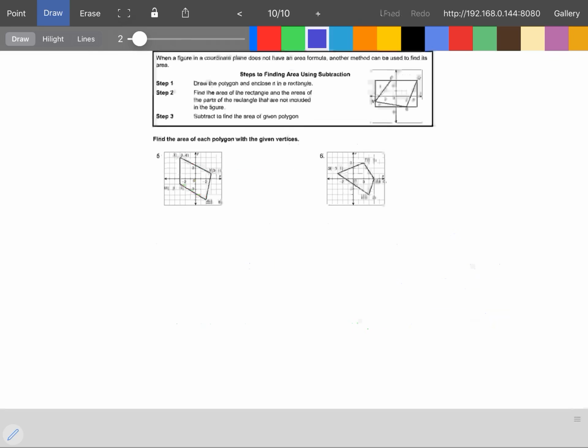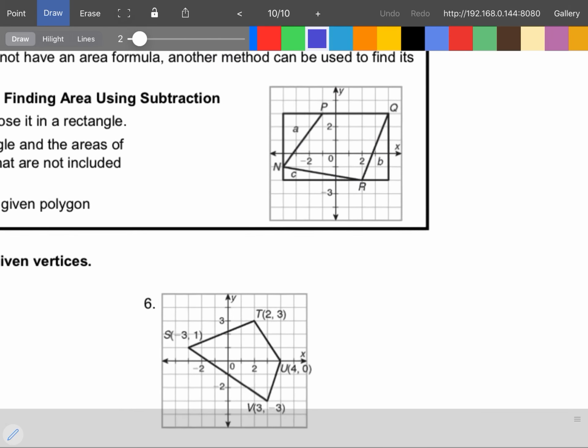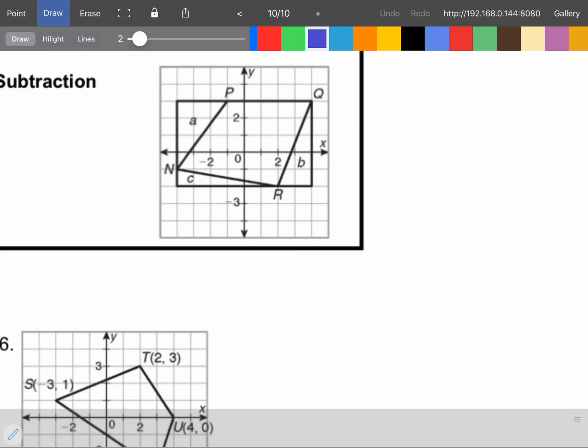Well, what's in the box? So what they're telling you to do in the box is they want you to find the area of that, let me zoom in a little bit. They want you to find the area of that PQRN. All right, so we're trying to find the area inside here. Okay. So what we're going to do then is we're going to find the area of this.